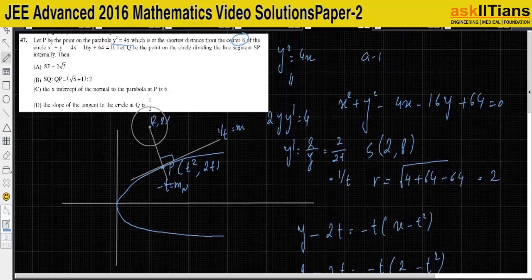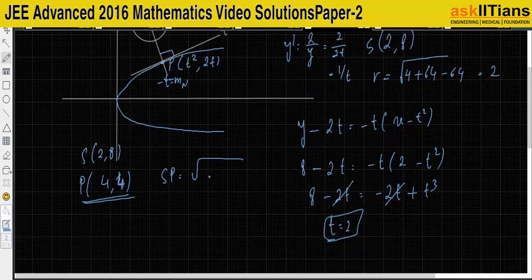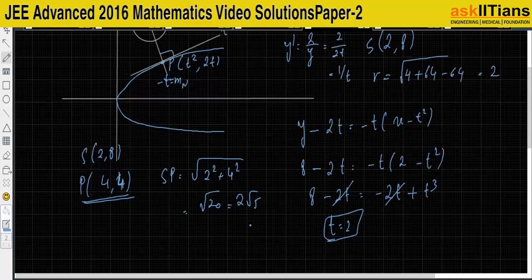And now your life is very much easy, right? SP, what will be SP? Point S is 2 comma 8. So we can apply the distance formula to find SP. This will be 2 square plus 4 square, so 4 plus 16, under root of 20, and this will be nothing but 2 root 5. So option A is correct.